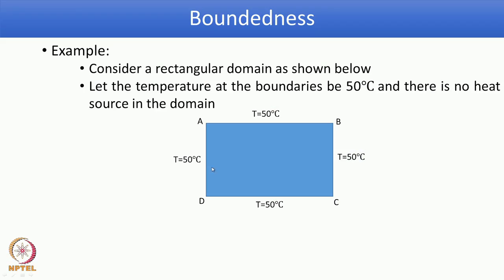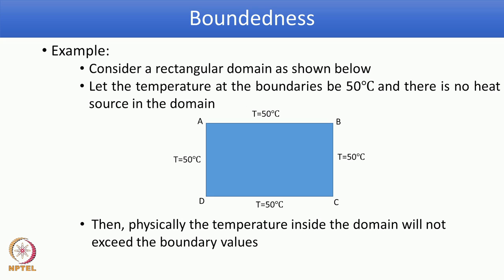In such a situation, when you solve the transport equation for temperature, finally the temperature value should be within the boundary condition value that is specified. Now, for this problem it is specified as 50 degrees Celsius, hence the values of temperature inside the nodes should be within the boundary values, that is 50 degrees Celsius. Physically, the temperature inside the domain cannot exceed the boundary values.